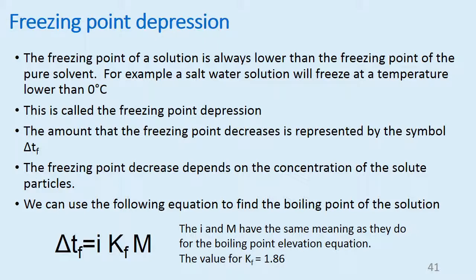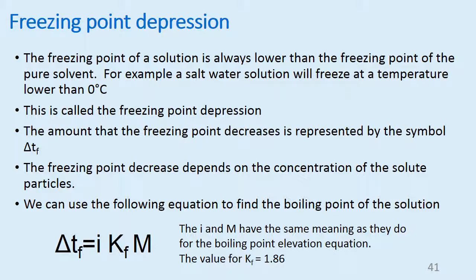The freezing point depression works a lot in the same way. The freezing point of a solution is always lower than the freezing point of the pure solvent, so depression, it goes lower. For example, a salt water solution will freeze at a temperature lower than 0 degrees Celsius. And this is called the freezing point depression. So the amount that the freezing point decreases is represented by delta TF, F for freezing.